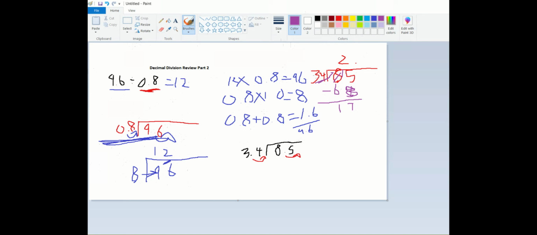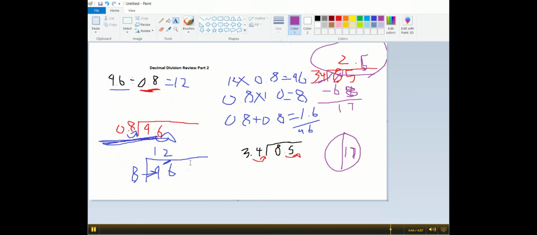So now we need to think about how many times can 34 fit into 17. And if we think about 34 like a piece of pie, 17 would just be 1/2 of it. So 34 would fit into the remaining 17 through half. So our final answer would be 2.5.